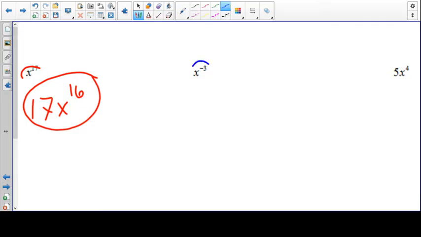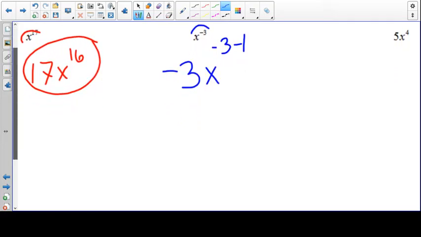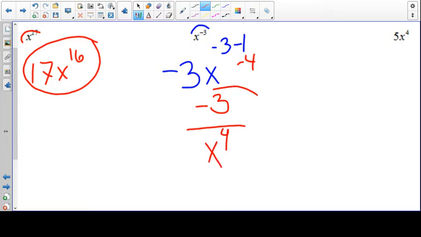The second example, I'm going to bring down that negative 3. So I have negative 3x to the, now negative 3 minus 1, I always will subtract 1 no matter what my exponent is. Negative 3 minus 1 gives me that negative 4. So then I have negative 3x to the negative 4th. Well, I do not like negative exponents, so I'm going to keep my negative 3 on top, move my x to the 4th to the denominator, and that's going to be my answer.